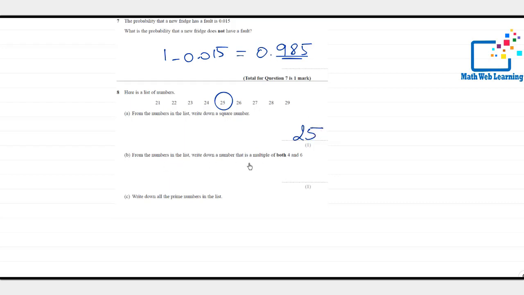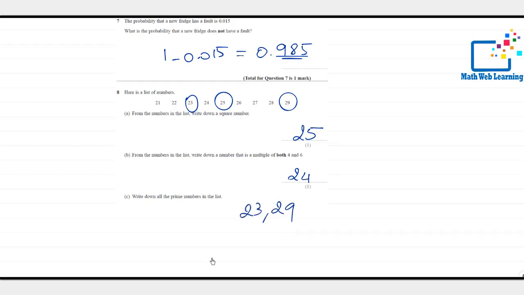We want to write down a multiple of both 4 and 6, and that number is 24, because 24 divided by 4 is 6, and 24 divided by 6 gives you 4. So the answer is 24. All the prime numbers: 21 is not, 22 is not, 23, 29. So 23 and 29.